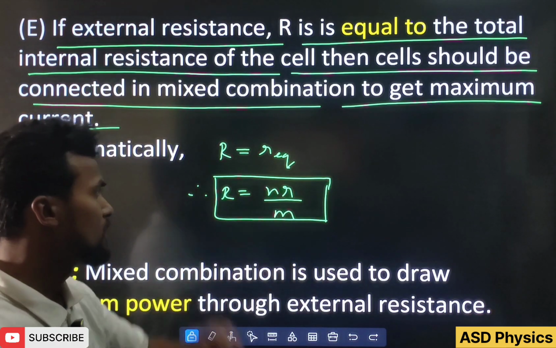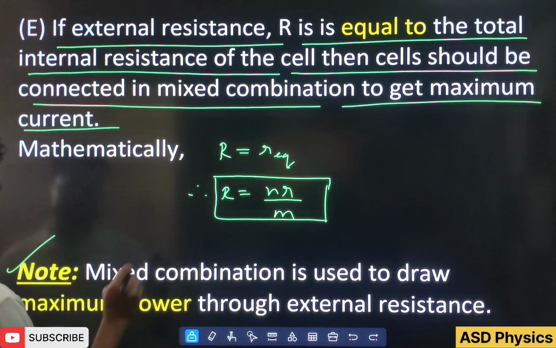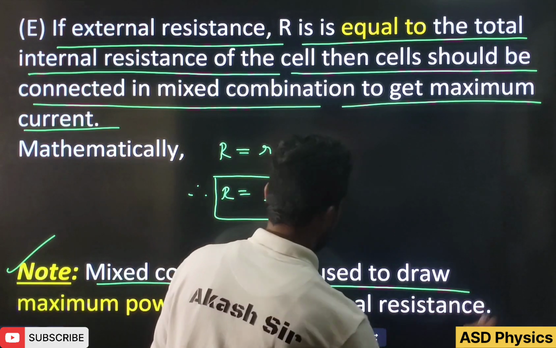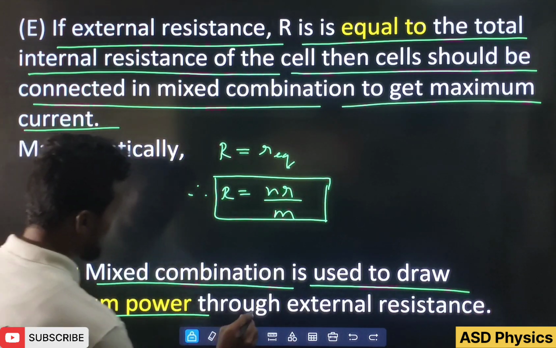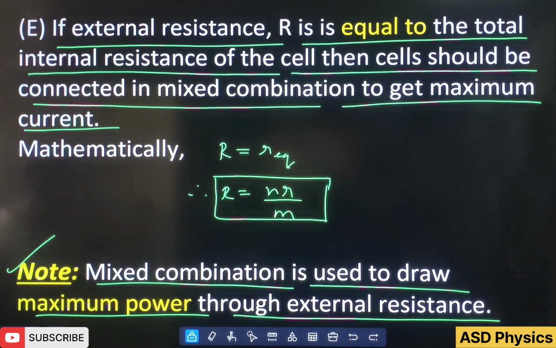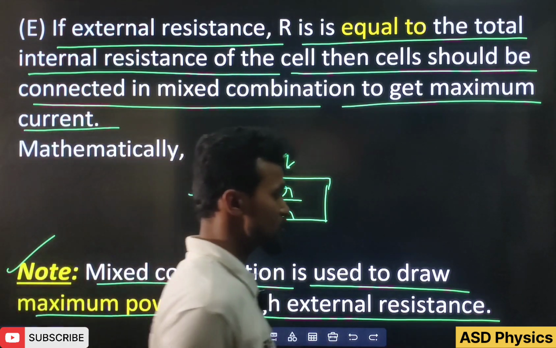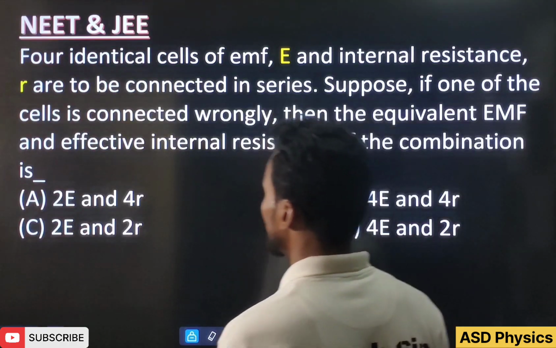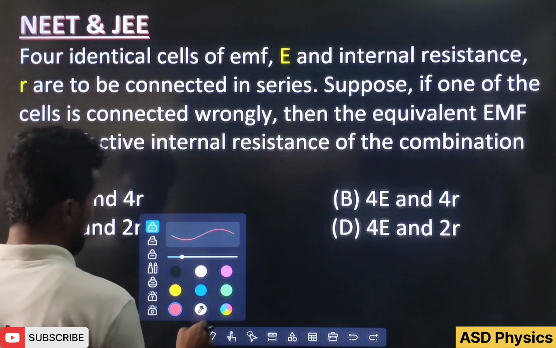Now, this thing you have to remember. And very, very important, see under the note, mixed combination is used to draw maximum power through external resistance. So in further lectures, when I teach you the maximum power transfer theorem, there also you will learn capital R should be equal to R equivalent. So mixed combination is just to draw the maximum power from the source.